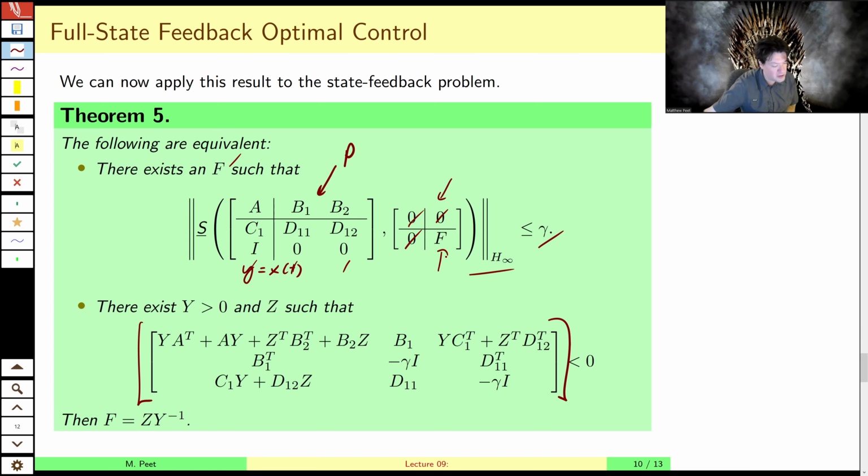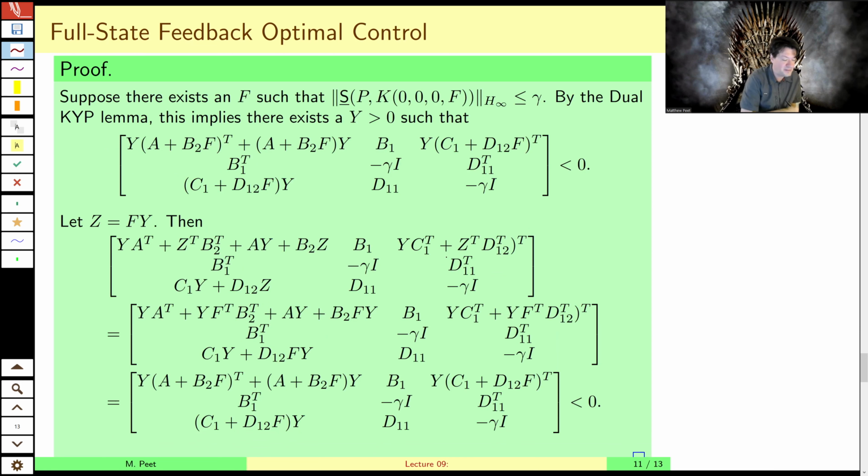So how does that work? Well, there's nothing fancy about it. So let's go through it real quick. Suppose there exists an F such that this closed loop norm is less than gamma. Now here I use some weird notation just to avoid crowding the slide a little bit. This was the expression from the previous slide. That's a closed loop system. So suppose there exists an F such that that's true.